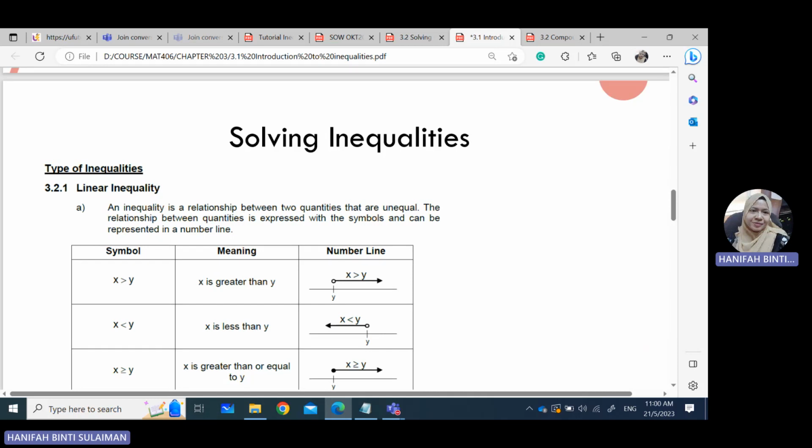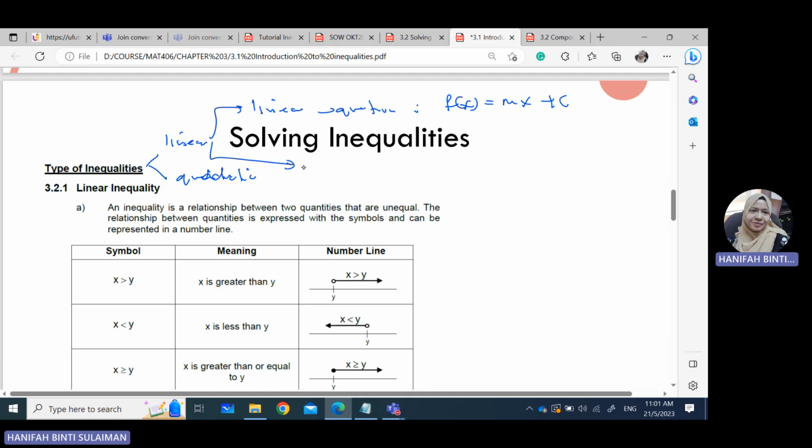Okay, so next solving inequalities. So inequalities we have two types. The first type is about linear, dan yang kedua adalah quadratic. Quadratic. So bila linear, dia melibatkan linear equation. So linear equation adalah f of x ataupun y equal to mx plus c.